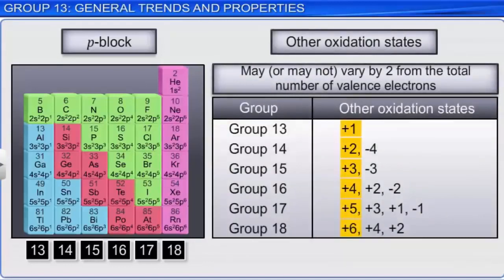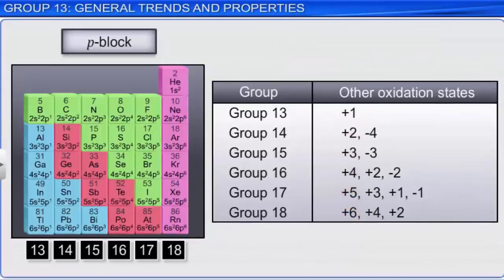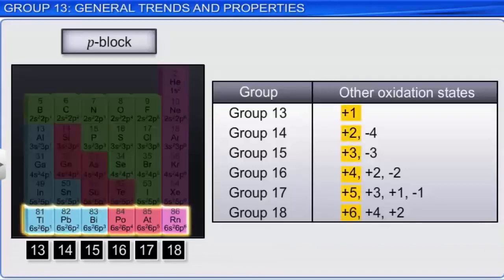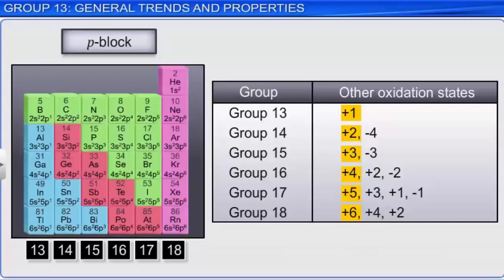Often, an oxidation number 2 away from the total number of valence electrons is stable. The stability of oxidation states that are 2 less than the group oxidation state is sometimes attributed to the inert pair effect. As elements get heavier down a column, the oxidation state 2 less than the group oxidation state becomes more stable. This does vary somewhat from group to group.